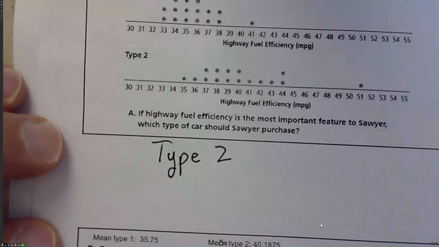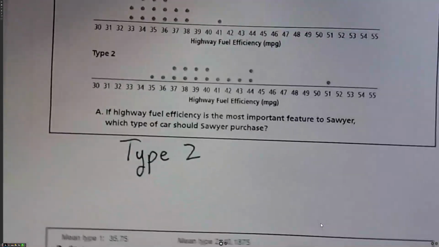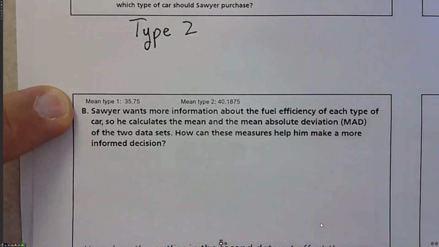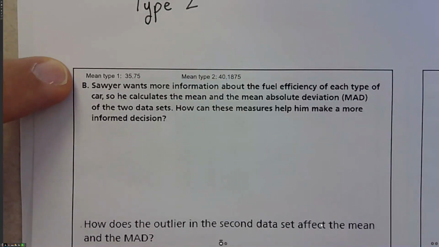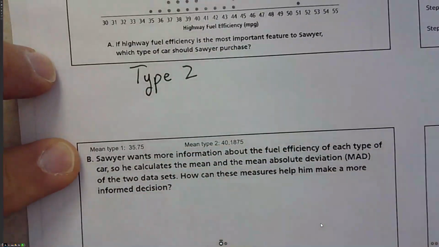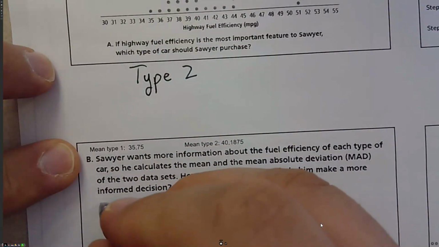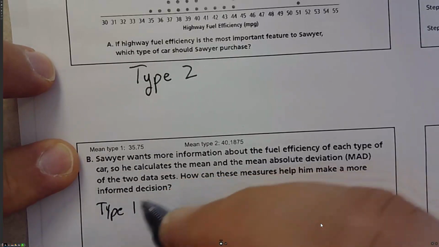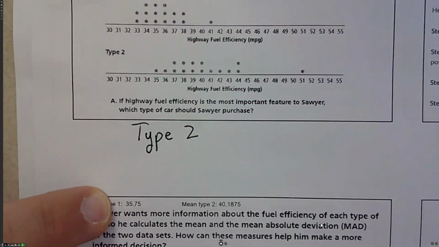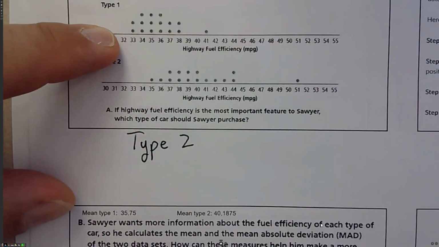Looking at this one here, I already did the average for us just to save some time, and it is 35.75. I want to figure out what the MAD of type 1 is. So I have to figure out how far away 35.75 is from each of these points. The MAD is a little bit maddening, I'm not going to lie.